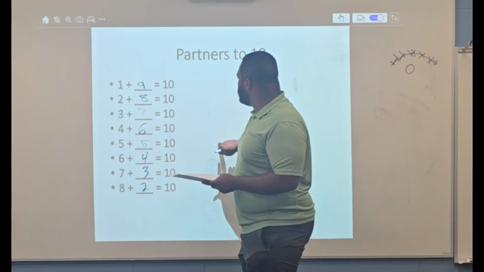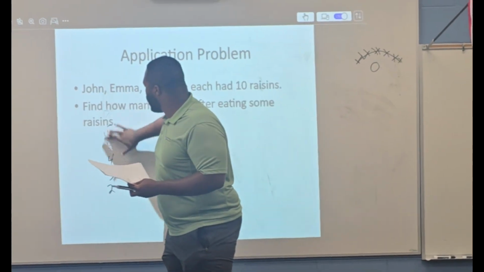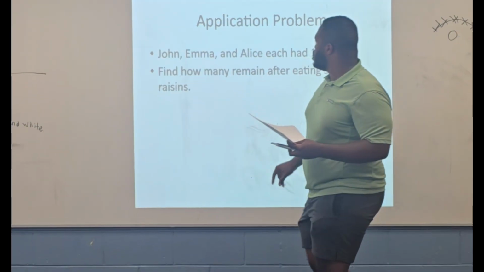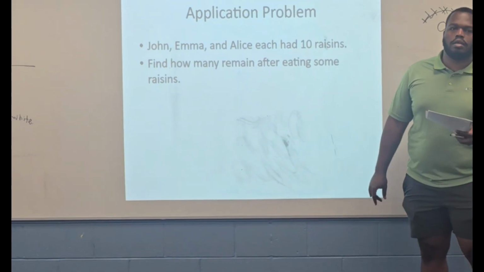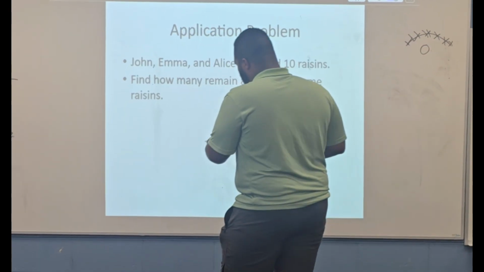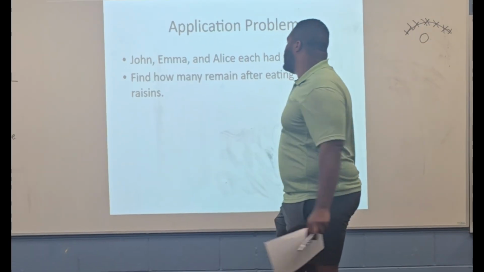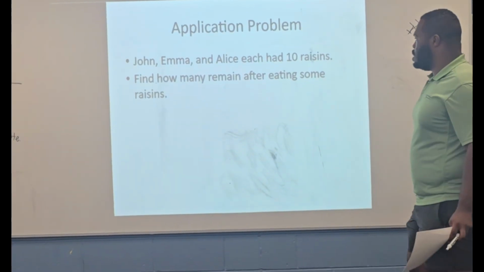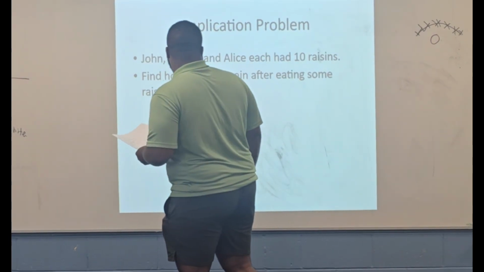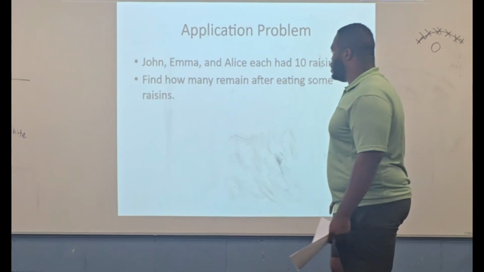Alrighty, so let's go to our application problem. How many minutes is on there? 12 minutes. Alrighty, so application problem, it says John and Emma and Alice each had 10 raisins. So we've got to find out how many raisins they had left after eating some of the raisins.